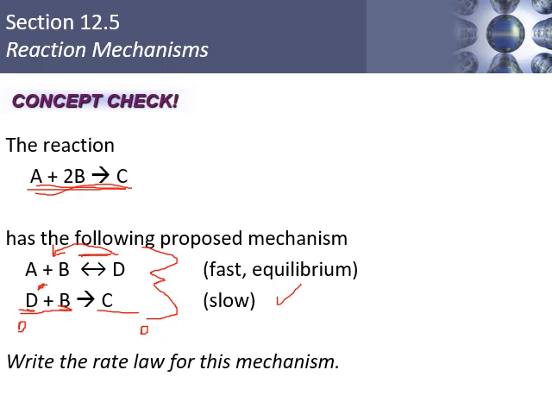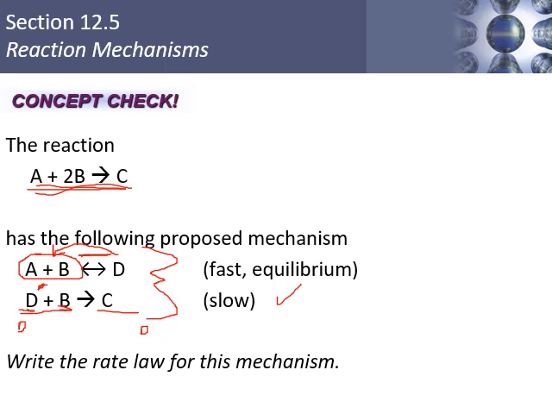And because of that, we can substitute A plus B, the whole thing here, for the D in our rate law, and write it as rate equals some rate constant K times the concentration of A times the concentration of B, and then times the concentration of B again. So it would be rate equals K times A times B squared.